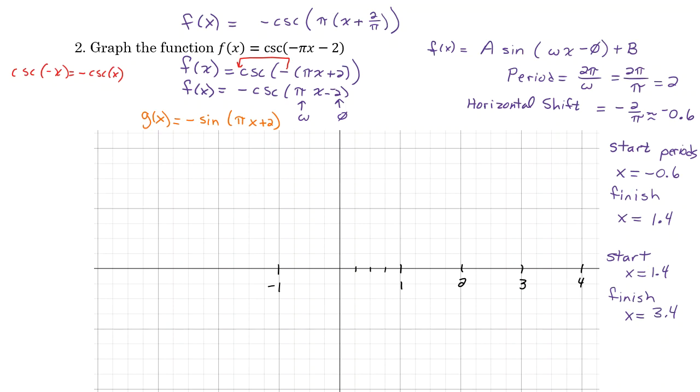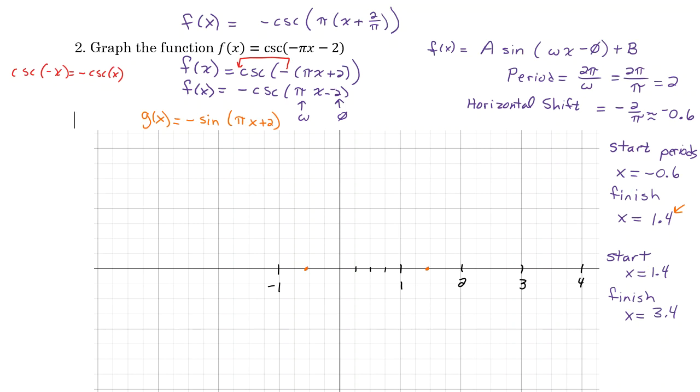And we're going to use this information over here to do it. So sine starts at 0, and we don't have any vertical shifting, so we're still going to start at 0. But this time, we have a horizontal shift of -0.6. So instead of starting at 0, we're going to start over here at -0.6. And we need to finish at x equals 1.4, so we need to finish over here at about 1.4.